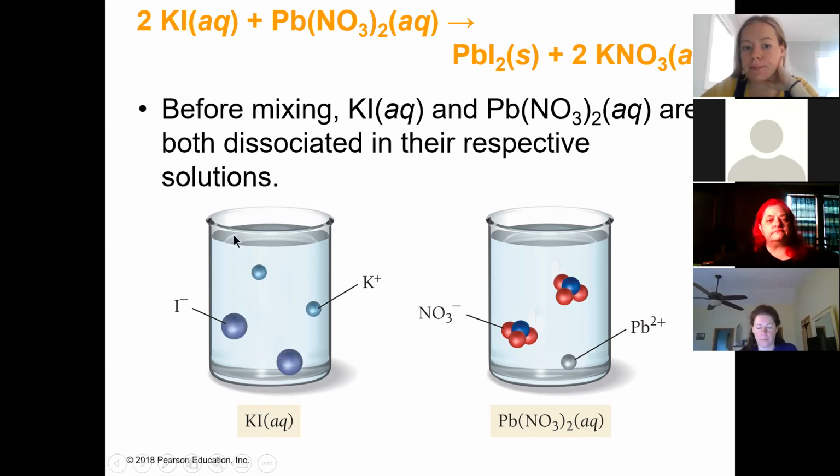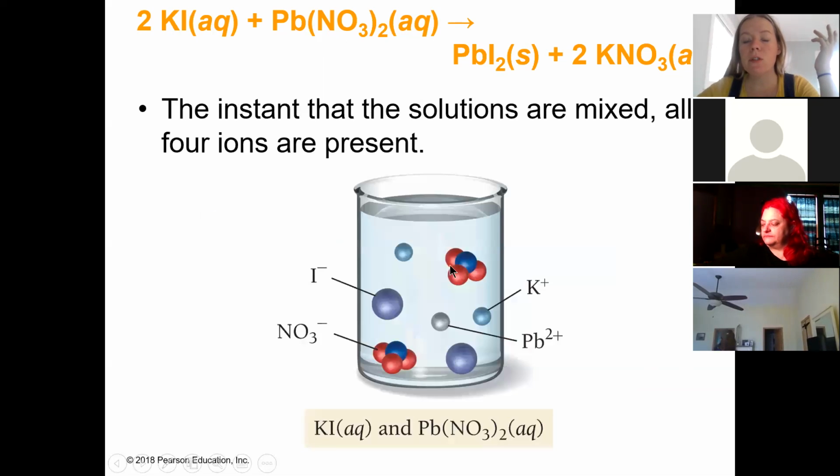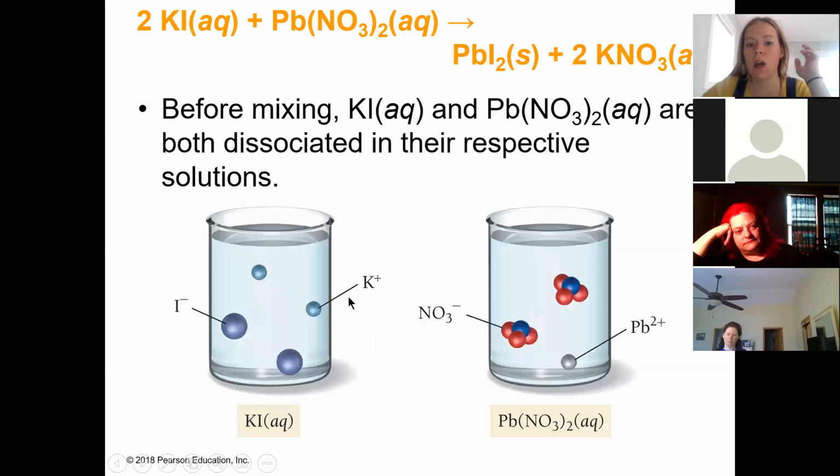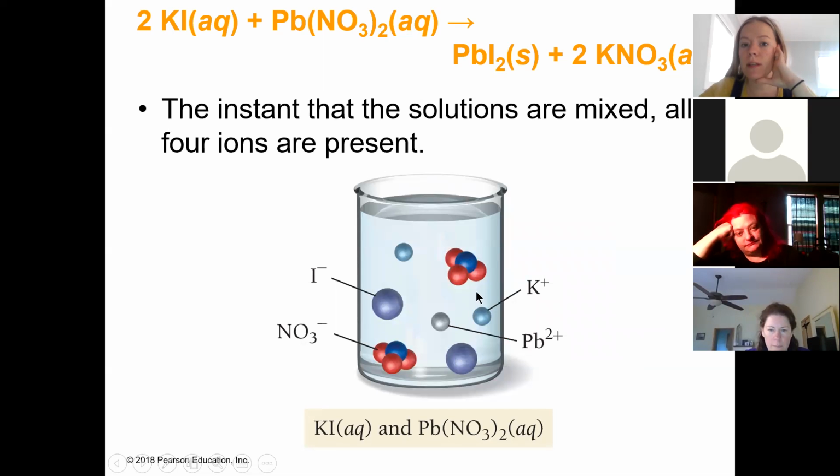So they're by themselves. Then over here in another container, I've got lead(II) nitrate. The lead and the nitrate are also not connected strongly enough to resist the water pulling them apart. So we've got two separate containers where these things are just floating around. What happens when I pour them together is that now we've got a couple different possibilities as far as what can come together. When they were separated, it was only K and I that could get together, and only lead and nitrate. But when we mix them, there are some new possibilities.